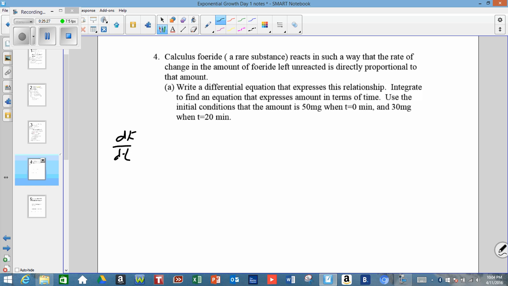Fluoride is changing over time. Directly proportional is k times the amount of fluoride. Write a differential equation that expresses this relationship and then integrate to find an equation that expresses the amount in terms of time. So again, we've got to find the initial expression. So we'll multiply by dt, divide by F.